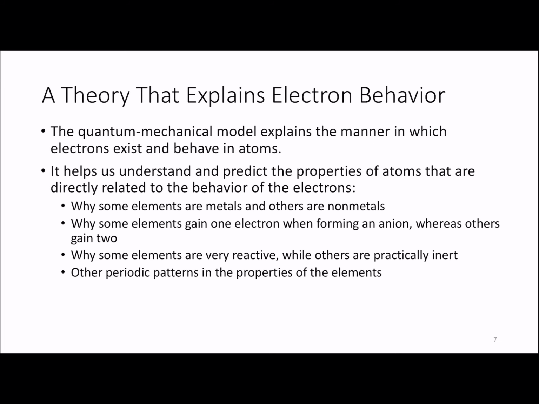So the quantum mechanical model, again, explains the manner for which electrons behave and exist. It helps us understand and predict various properties of atoms that are directly related to the behavior of electrons. So we'll take this QM that we're going to talk about in this chapter and apply it to all these topics. So why some elements are metals and some are nonmetals, why some elements gain one electron to form an anion, whereas others gain two, why some elements are reactive while others are practically inert, and many other periodic patterns in the properties of the elements.